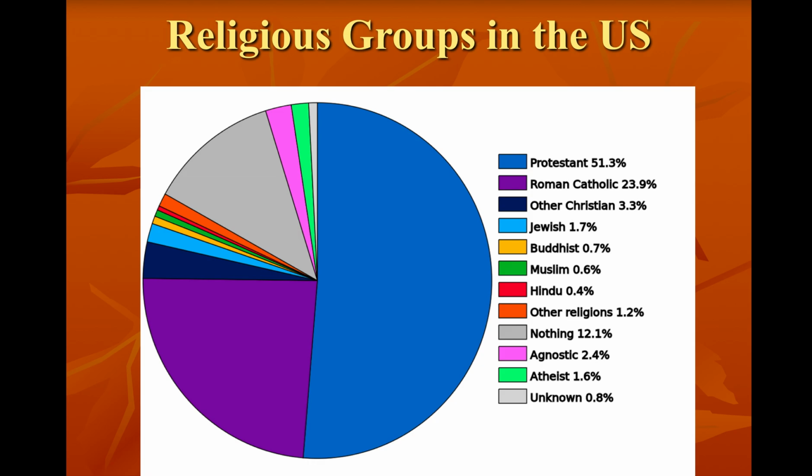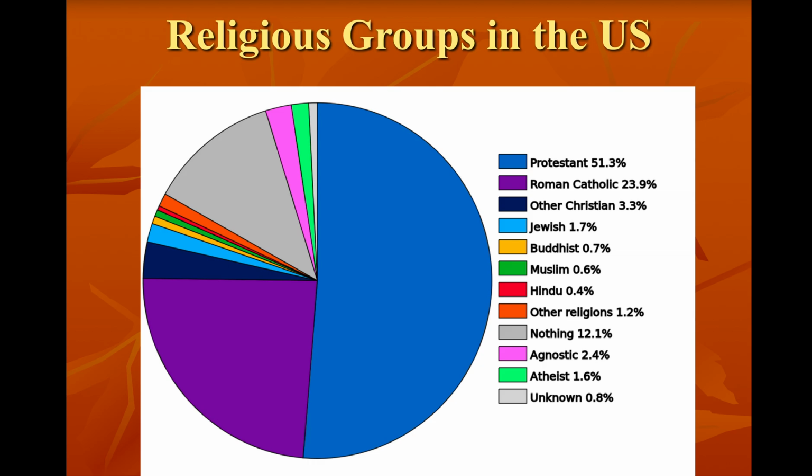But we have 12% of the population that do not identify as religious. We have 2.5% that identify as agnostic, and 1.6% that identify as atheist. And we're going to learn a little bit more about the difference between those two in our quiz that we're going to do here in just a minute.